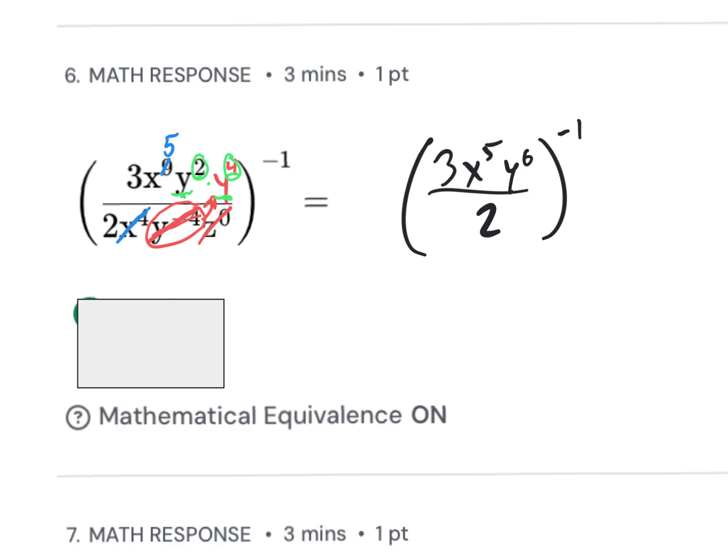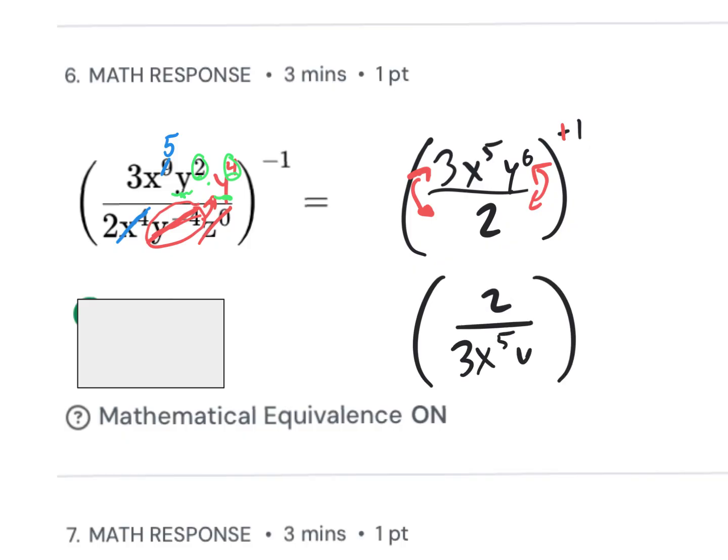Or another trick that you could apply is whenever you have a negative exponent on the outside, you can simply change it to a positive as long as you flip the whole inside fraction, okay? As long as you flip it. So in other words, you're going to end up with a 2 on top, a 3x to the 5th, y to the 6th, and now this is a positive 1. Now, if this would have been a negative 2 to start with, then this would now be a positive 2, and then you would distribute that positive 2.